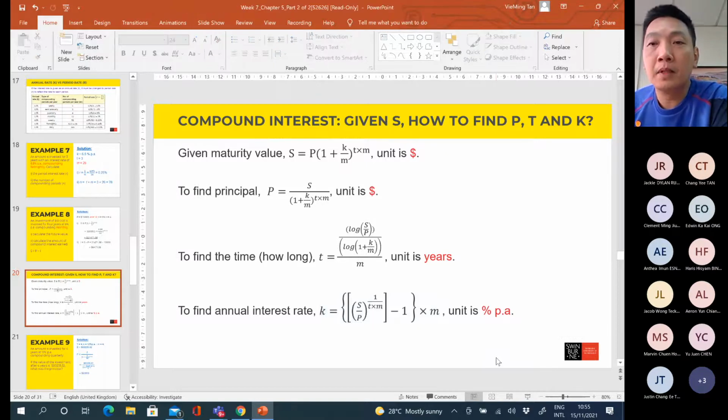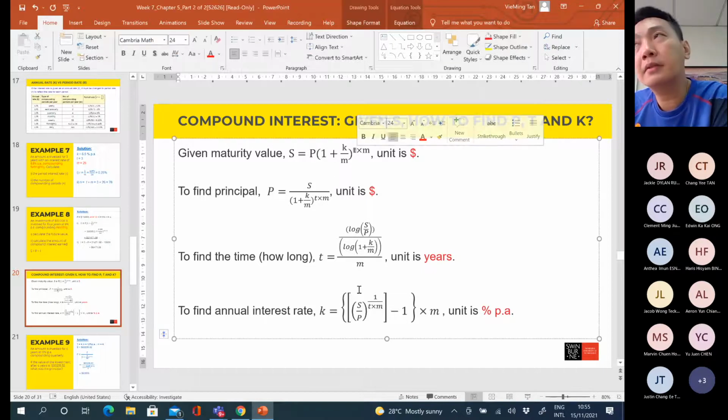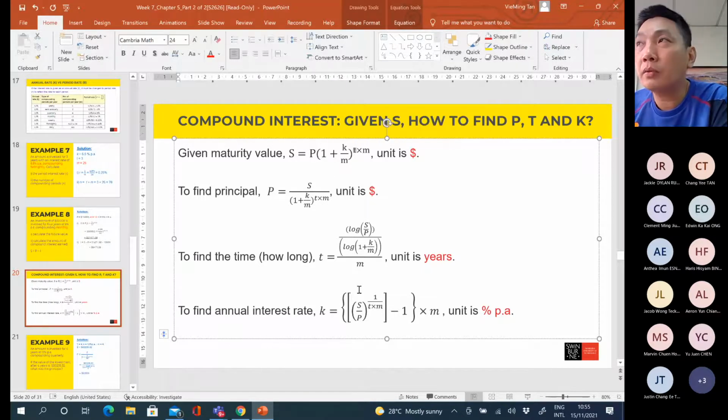Okay. Then the next formula is for T formula. Okay, you may find that this T is a power number. So in order to get a value that involves power number, then we need to use logarithm. We have to use logarithm to solve the problem. So this formula will be given to you as well, during the exam and also the test. So you just need to know how to apply this formula.